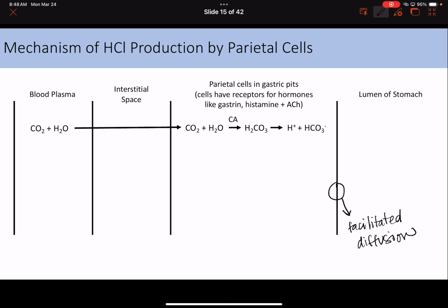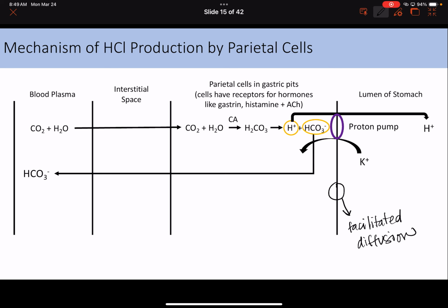But that CO2 and water is going to interact with that carbonic anhydrase to make carbonic acid, which is going to split into a hydrogen ion and a bicarbonate ion. That hydrogen ion is half of our hydrochloric acid, and we're going to exchange it for a potassium using a proton pump. So we're going to exchange a positive for a positive. And then we're going to take the bicarbonate ion, put that into the blood, and because that is a buffer and will raise the pH of the blood, we call that the alkaline tide.